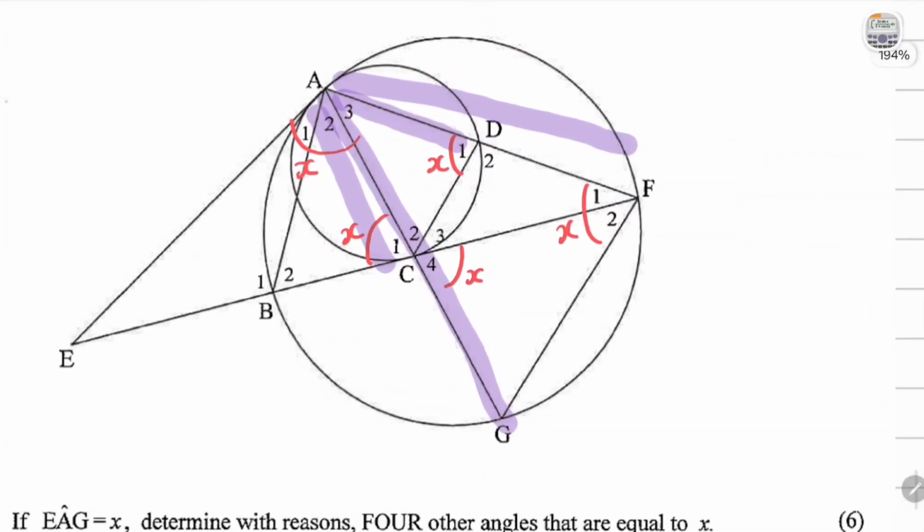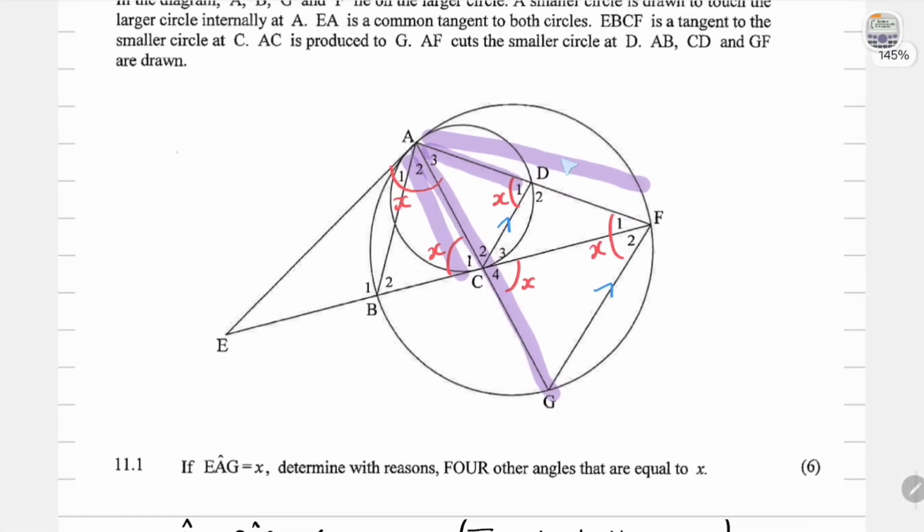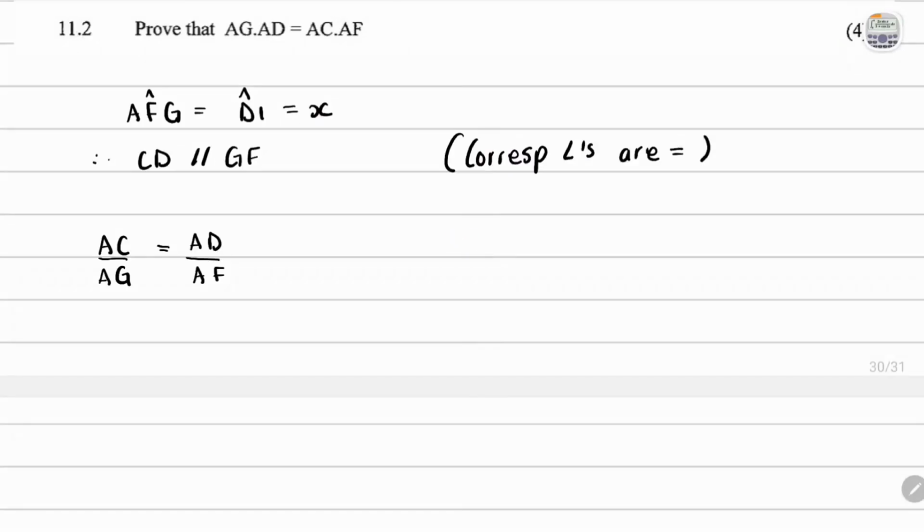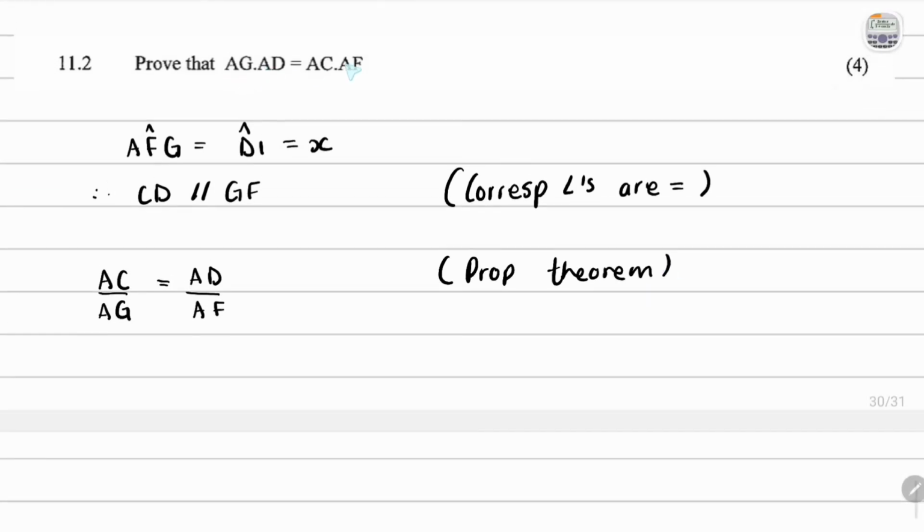Okay, so now that they are parallel, we can go ahead and use the proportionality theorem because we can see from the lines they are using, they clearly use that theorem. So we're going to take AC over AG and we'll say that is equal to AD over AF, and it's because of the proportionality theorem. And then we can just tell them this is because of the proportionality theorem or prop theorem. Okay, now we just have to make it look like that.